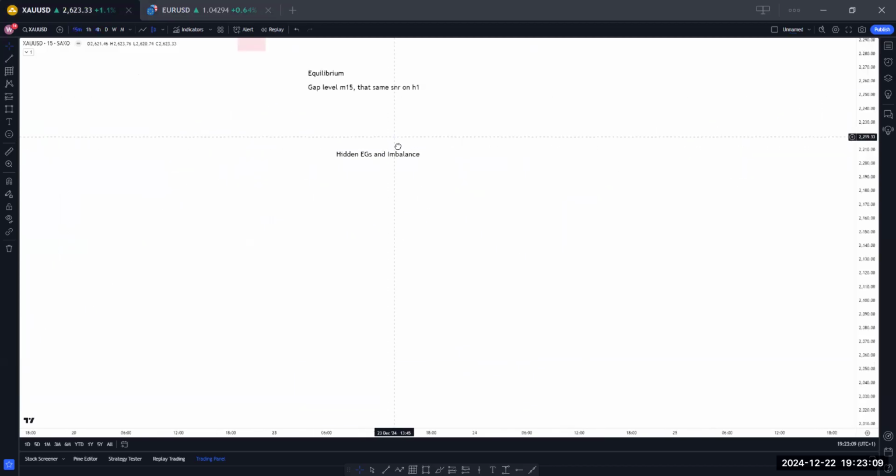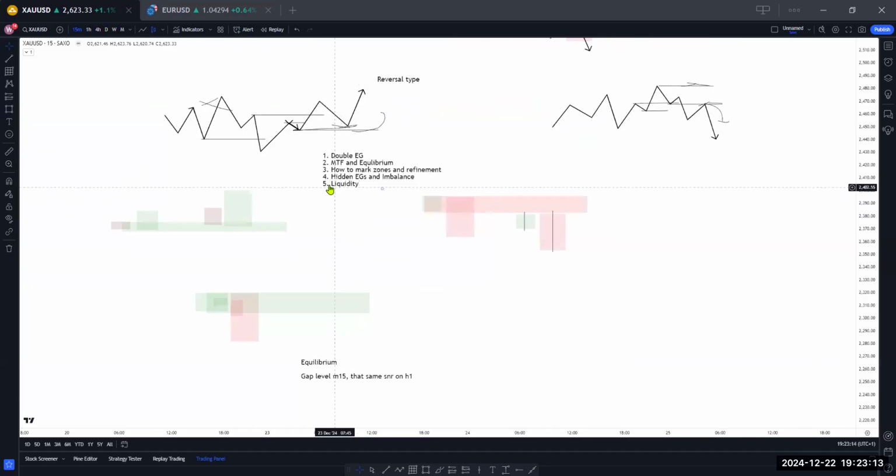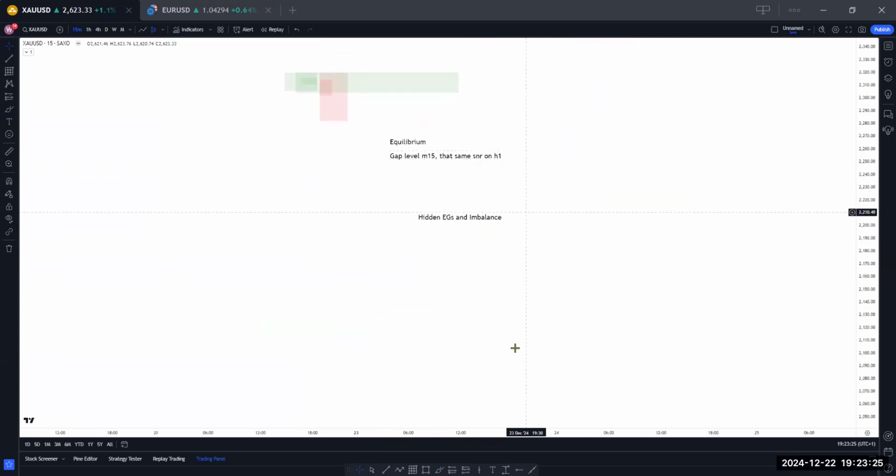Let's go to the last part for today, which is the most interesting part, which is liquidity. Liquidity is very, very wide. A lot of these things are very wide, but for the sake of this bootcamp, I'm trying to condense them. I can't cover everything on liquidity in this bootcamp, but I'll tell you the things I use and things you can use.